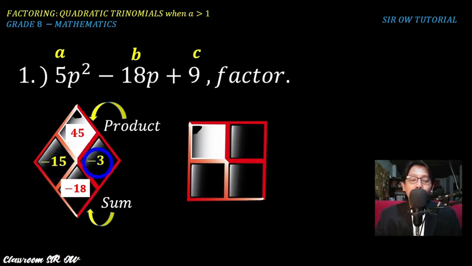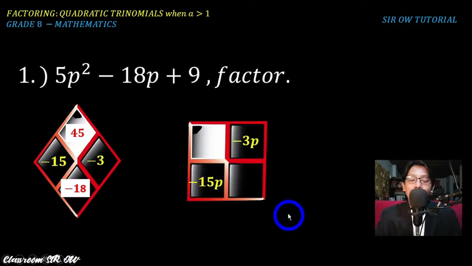So what will we do with this? We will put negative 15 and negative 3 in the second and the third window of our box. So that would be negative 15p and negative 3p. Why negative 15p? Because the given quadratic trinomial uses the variable p. Whatever variable has been used in our quadratic trinomial, that is also the variable that we are going to use.